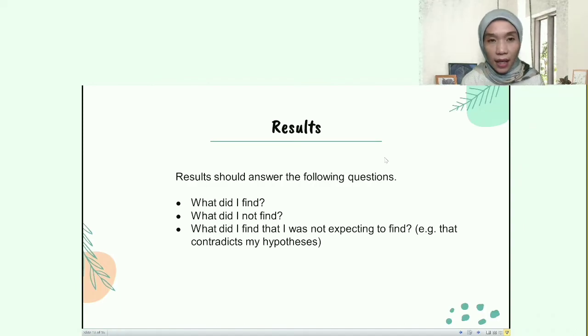And the results should answer the following questions. What did I find? This is a must. What did I not find? This is for future research. And what did I find that I was not expecting to find? For example, that contradicts my hypothesis. This is included in the results.